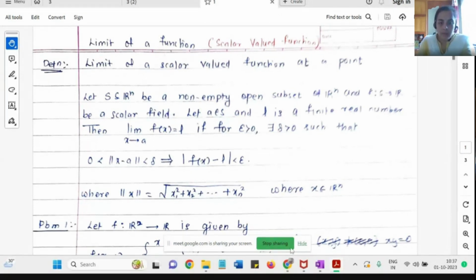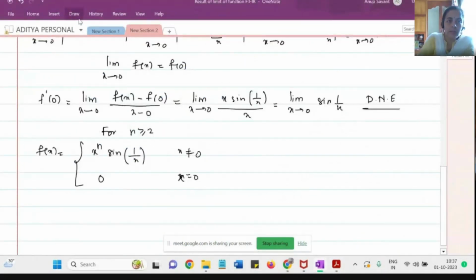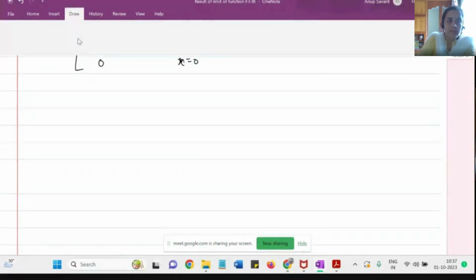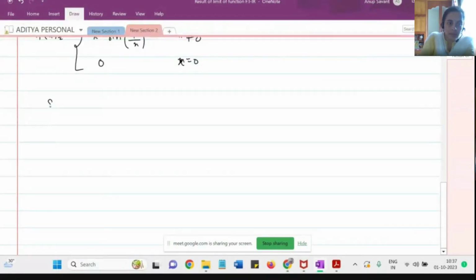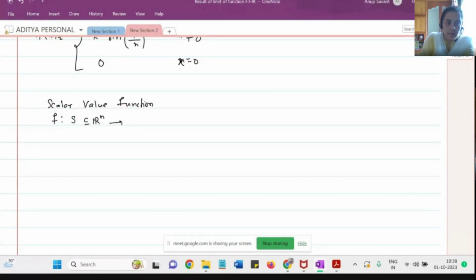So I hope we all know that a scalar valued function is in general a function f from S, which is a subset of Rn, to R, where S is non-empty. This is called a scalar valued function.